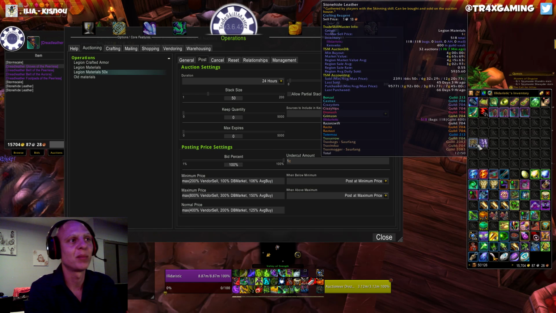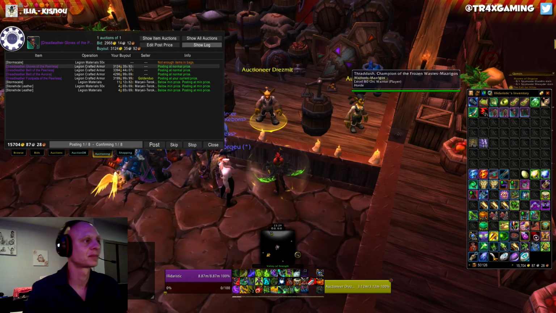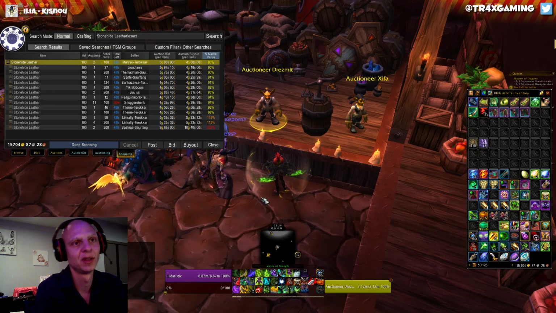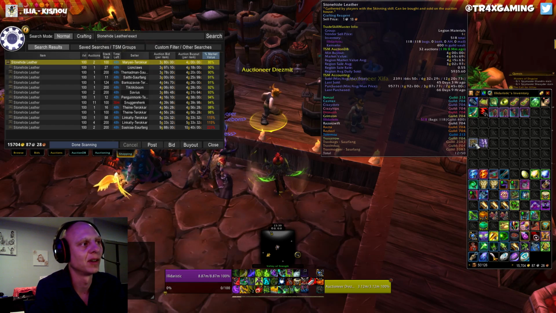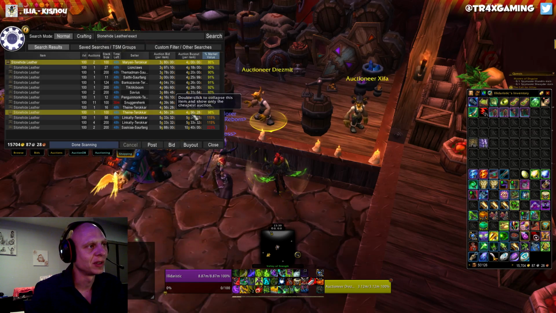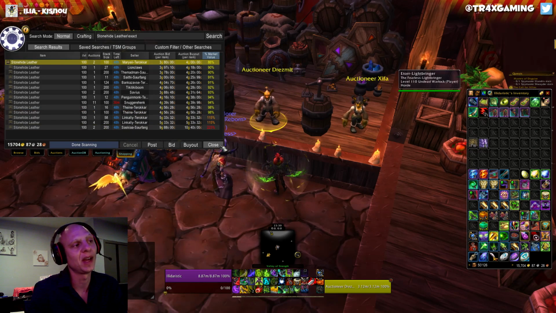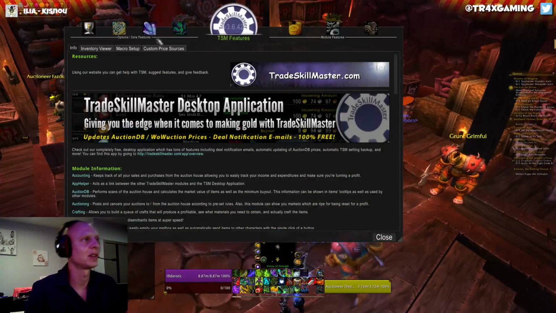What is my average buy price right now? 3 gold. So it will always go with that 100% DB market because it's higher, but it's listed much cheaper. So if I do a manual scan, it's 4 gold. And I'm going to list this for 4 gold, 65 silver. So my postings would be in between those two. And that's how you start up with TSM. That's how you start with your groups.